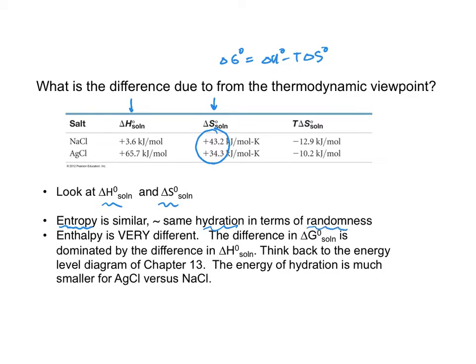Where you really see the difference is in our delta H of solution, a factor of more than 10. The enthalpy is very different. So that difference in delta G0 of solution is dominated by the difference in delta H0 of solution. Think back to that energy level diagram of chapter 13. The energy of hydration is much smaller for silver chloride versus sodium chloride.